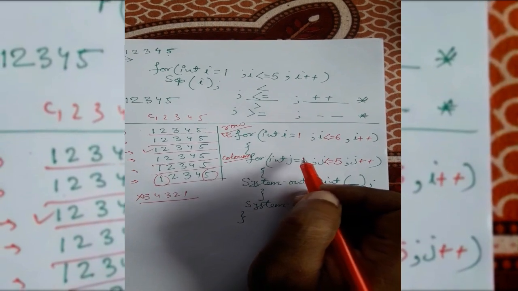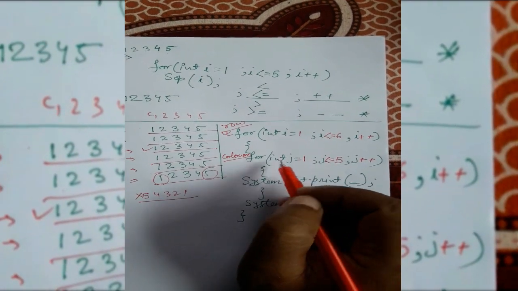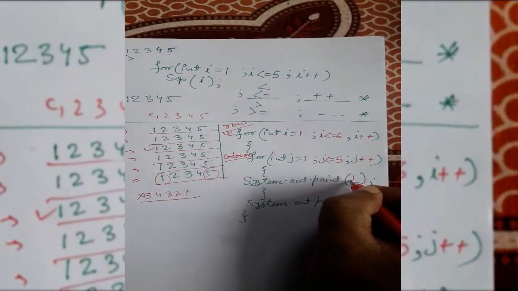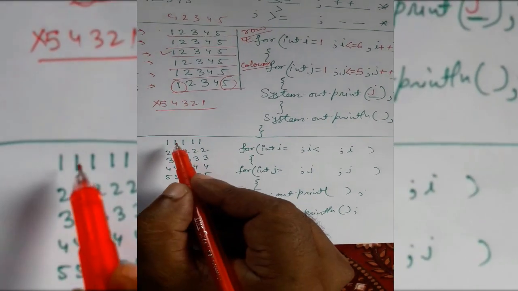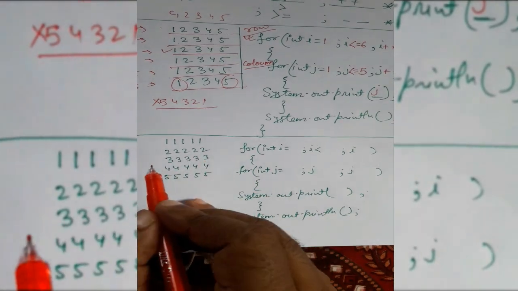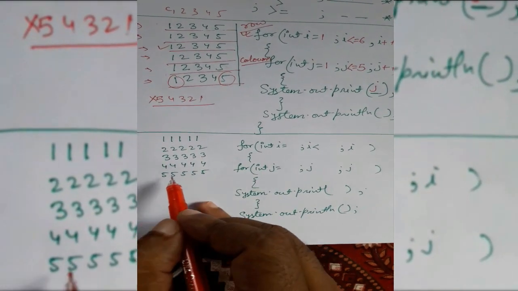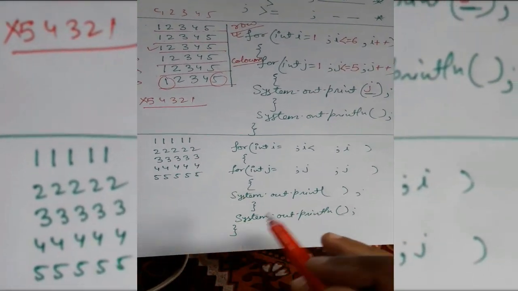That means every time the value of J is increasing, it will change. So we will write here J. Now the next question, that is 1 1 1 1 1, 2 2 2 2 2, 3 3 3 3 3, 4 4 4 4 4, 5 5 5 5 5. So how will we execute this?